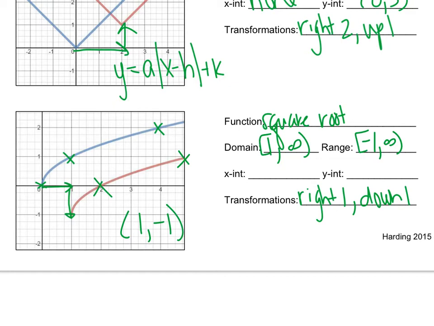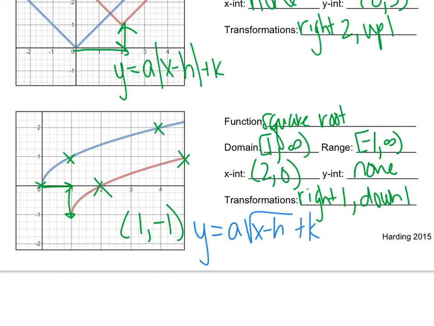The x-intercept is where it crosses the x-axis, and in this case that's going to be (2, 0). And then the y-intercept is where it crosses the y-axis, and we actually don't have any, so the answer is none. And then the last thing we need to do is write the general equation so that we can write the transformation. So here's the general equation for a square root. We need to substitute this in. So y equals the square root of x minus 1, and then minus 1 on the outside.